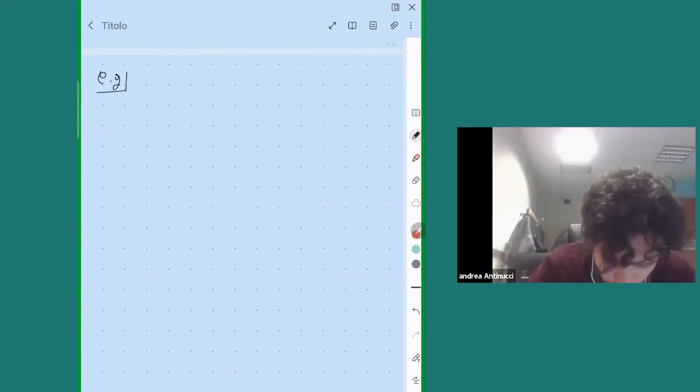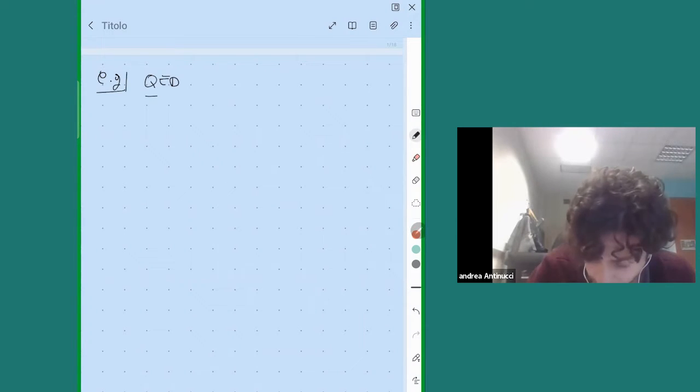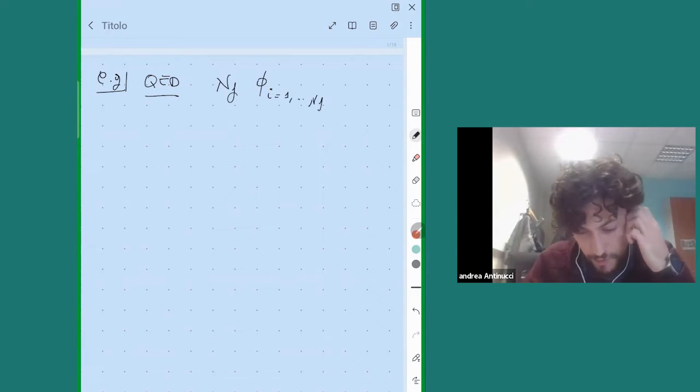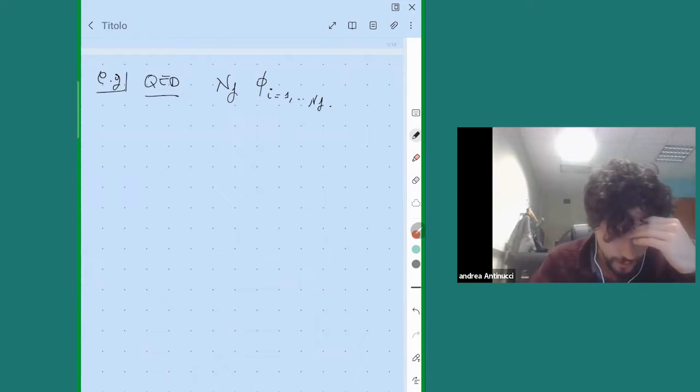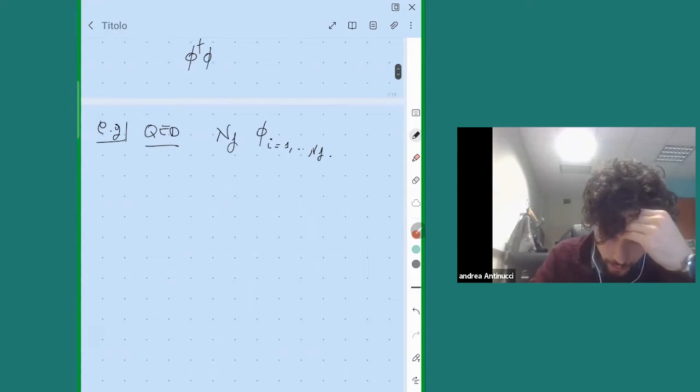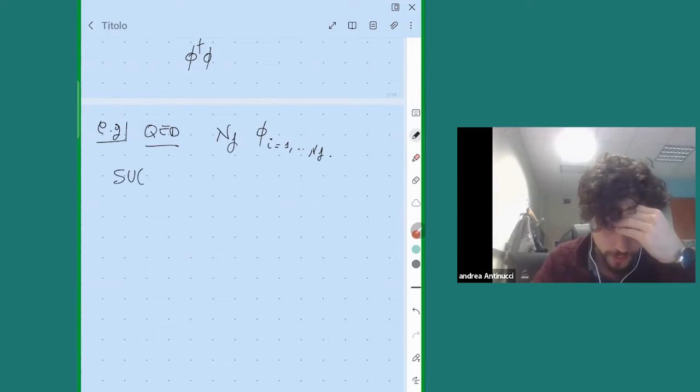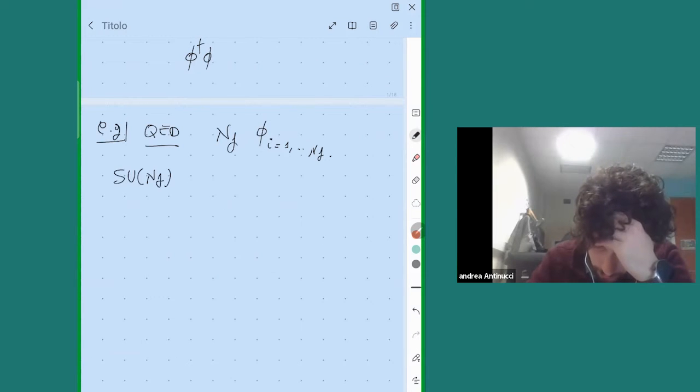So the more complicated example that I want to consider is QED, again scalar QED, but with NF flavors of scalars. So it's the same theory as before, but with NF flavors. Naively, you might think that there is an SU(NF) global symmetry acting this way, just from phi_I to phi_I prime with a certain matrix, and this matrix belongs to SU(NF).